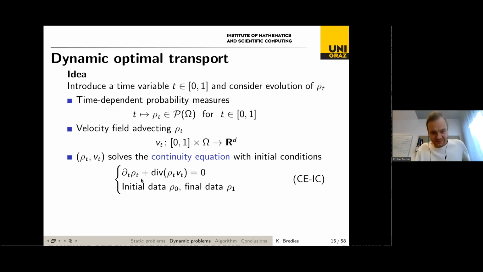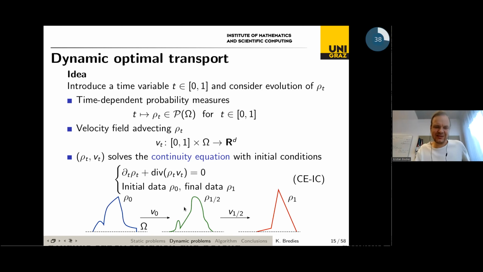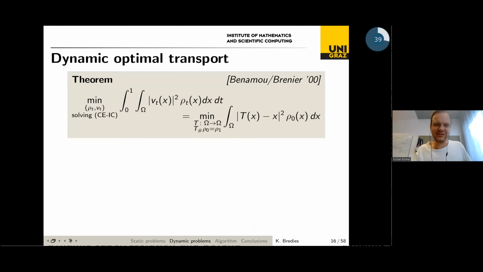Of course, what you also want is that the initial data is this curve at zero, and the final data is this curve at one. So the picture here is: you start with the initial distribution, and then you choose some vector field v here, which gives you some intermediate probability distributions. In the end, you are here. This is how you model it.